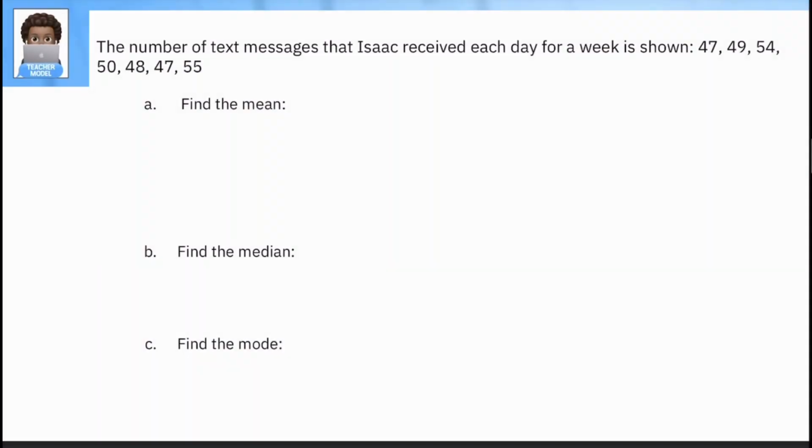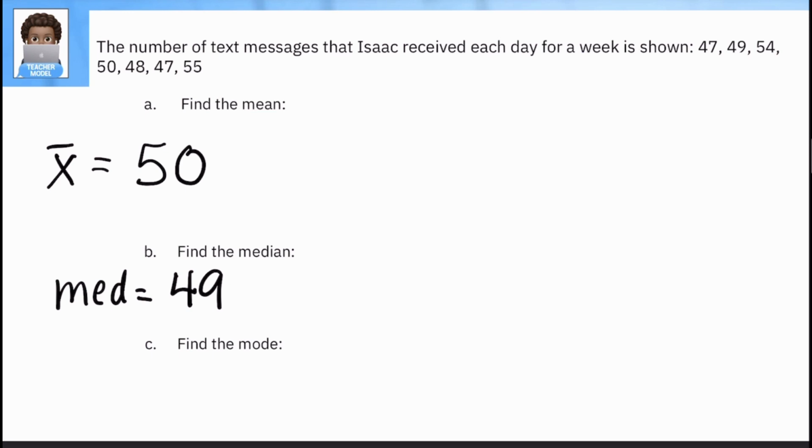Okay, let's jump into our reveal, and here are the 3 averages. Your mean is 50, and I'm going to use that little symbol so you can see what it would look like. Our median number would be 49, and our mode, our most frequency, our highest frequency number, would be 47.